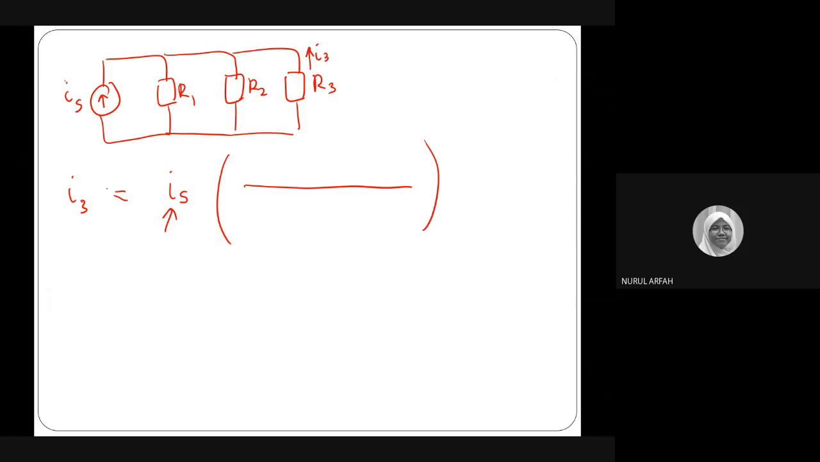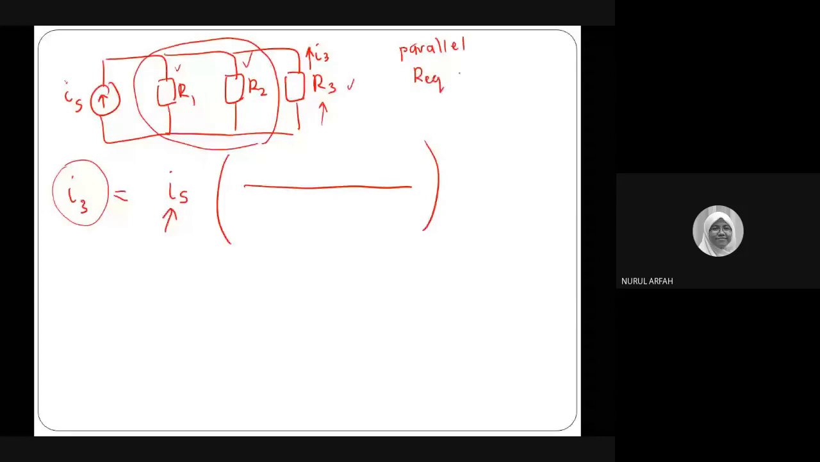You know that I3, this current, is flowing through R3, right? But what is opposite of this R3? R2. What about R1? Is this opposite or not? Yes. Opposite, right? This part and this part, basically they are all opposite of this R3. So from your parallel rules, how do you find R equivalent there for R1 and R2? R equivalent equal to?